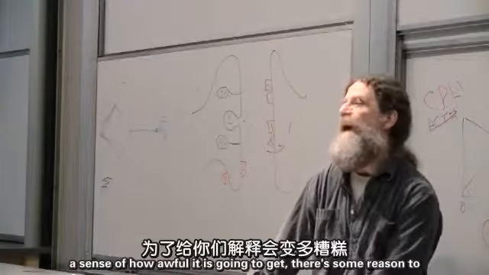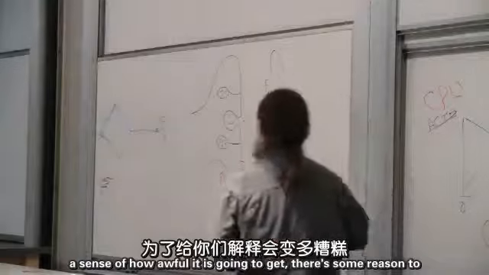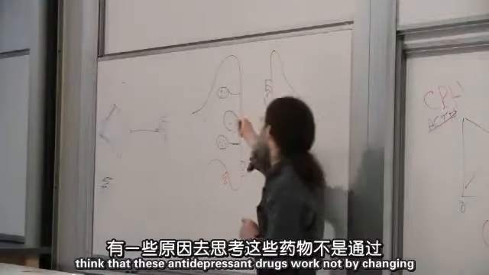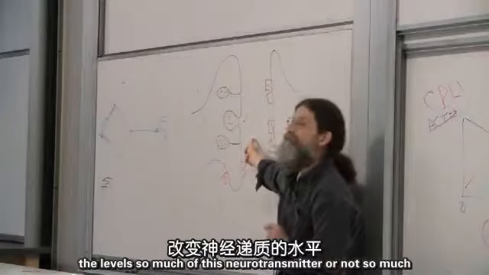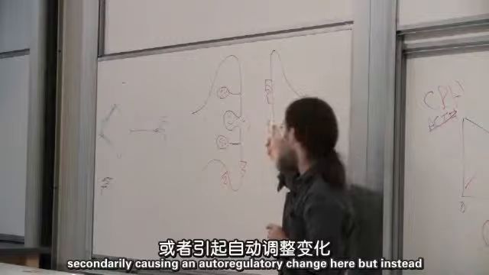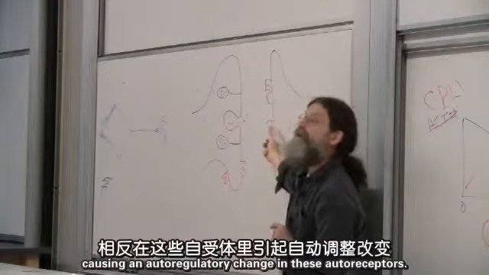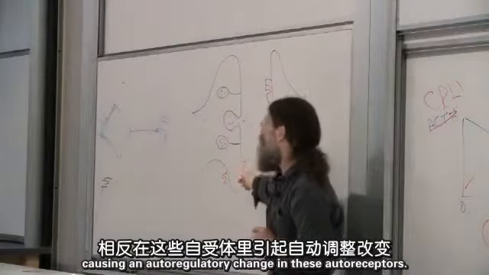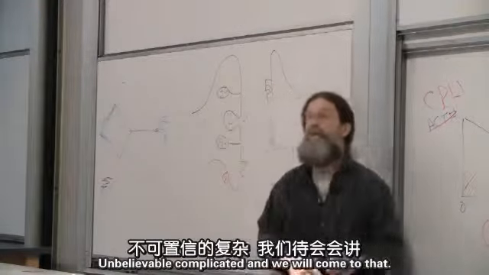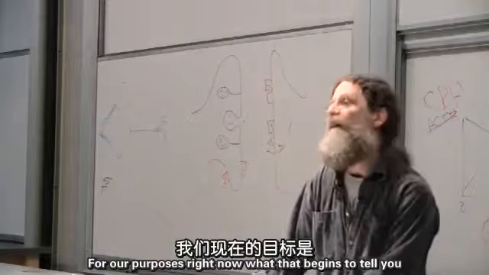Just to give you a sense of how awful it is going to get, there's some reason to think that some of these antidepressant drugs work not so much by changing the level of this neurotransmitter, or not so much by secondarily causing an autoregulatory change here, but instead by causing an autoregulatory change in these autoreceptors. Unbelievably complicated. We will come to that.